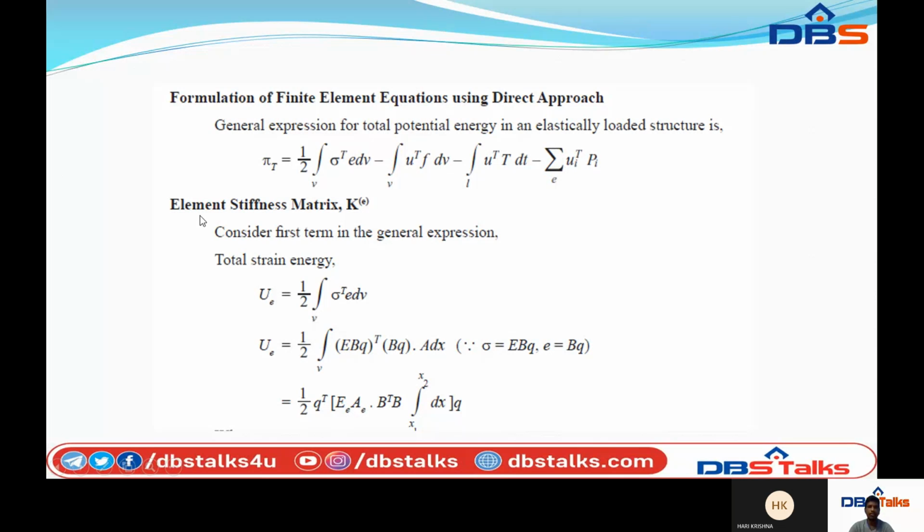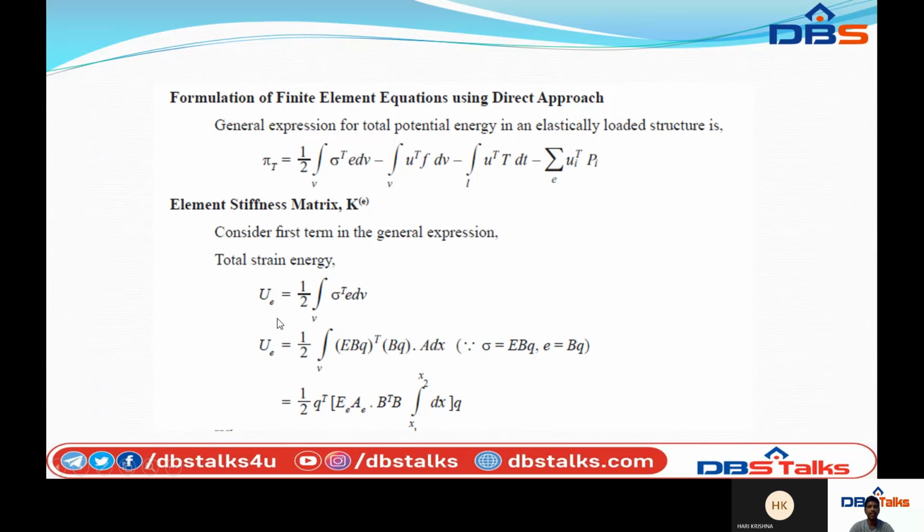First of all, I want to derive the element stiffness matrix based on the finite element equation. From that finite element equation, I have to derive the equation for the element stiffness matrix. We already know that the stiffness matrix is denoted by the parameter K, and particularly for one element, Ke. Consider the first term in the general expression, the total strain energy.